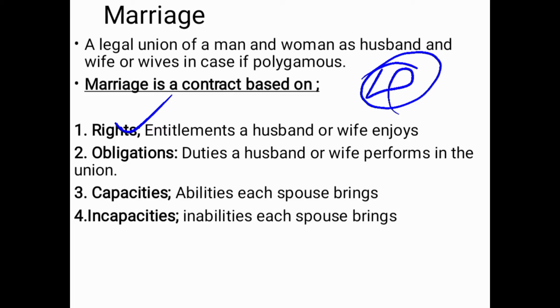The first one is the rights. The rights are simply entitlements a husband or wife enjoys in the union. For example, in a traditional African setting, a wife has the right to be provided for by the husband, and the husband has the right to be cooked for and washed for by the wife. So they enjoy those entitlements.